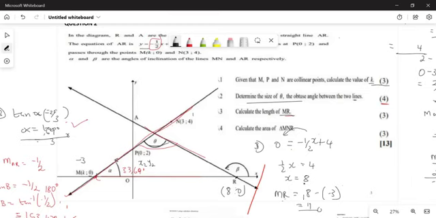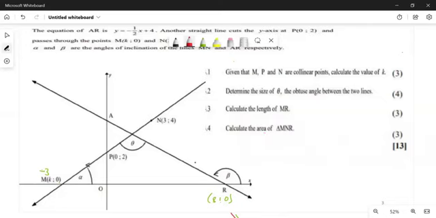MR, if you use the distance formula, this is what you're going to have: you take this thing here and square it, plus 0 minus 0 squared. Then the square root and the square cancel each other out, and it gives you whatever is inside, which is 11. So you got your 3 marks.